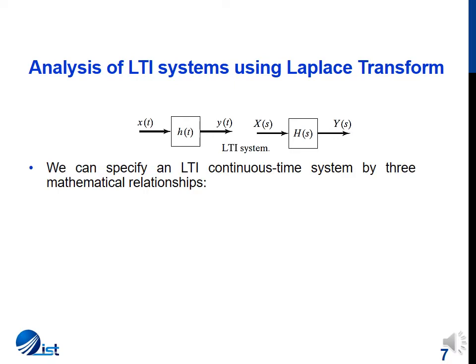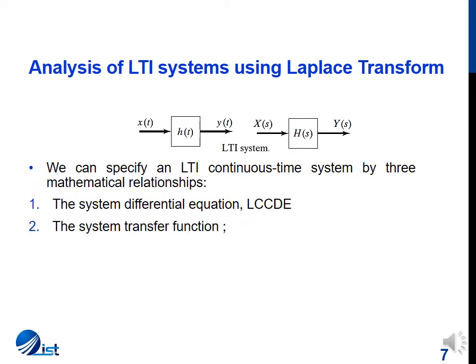An LTI system can be mathematically specified through three relationships: the system differential equation, a linear constant coefficient differential equation, the system transfer function h of s, or the system impulse response h of t. Given any one, we can convert into the other two forms using the properties of Laplace transform. We used Laplace transform to analyze LTI systems using the property of convolution. So we saw that if we have, say, x of t and h of t given, we can determine y of t.